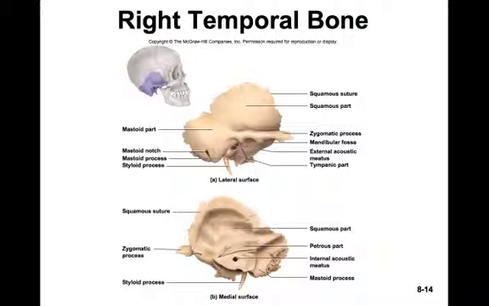Here's another view of the temporal bone. We can look at the outside surface of it, and we can look at the inside surface of it. The styloid process is a pretty prominent feature. We can also see the mastoid process. So mastoid process, styloid process, the mastoid notch, and the mandibular fossa.